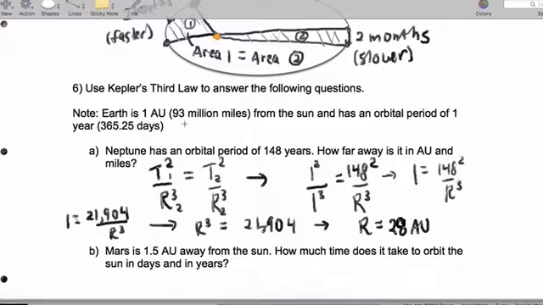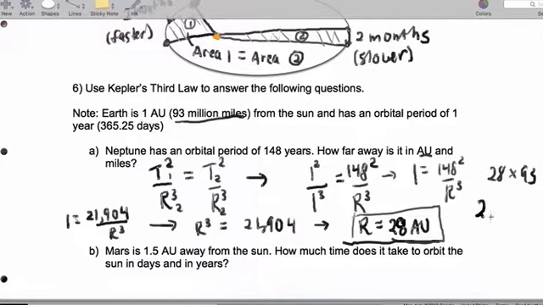To figure out how many miles that is, we'll take this. So this is one version of the answer. We wanted it in AU. And then in miles, we'll take 28 times 93. And that'll give us 2.6 billion miles. All right.